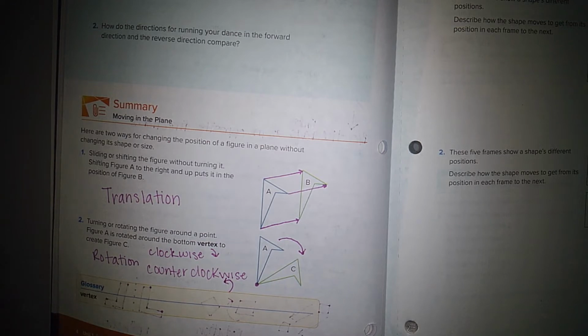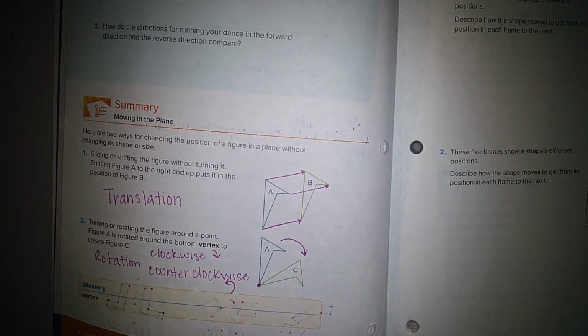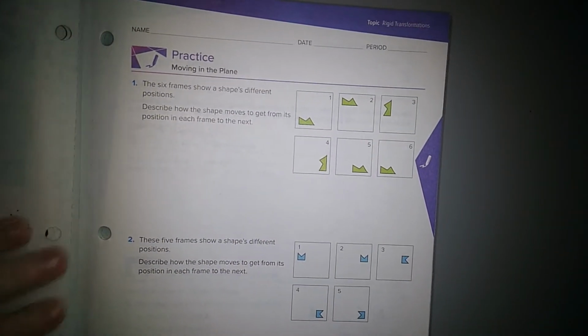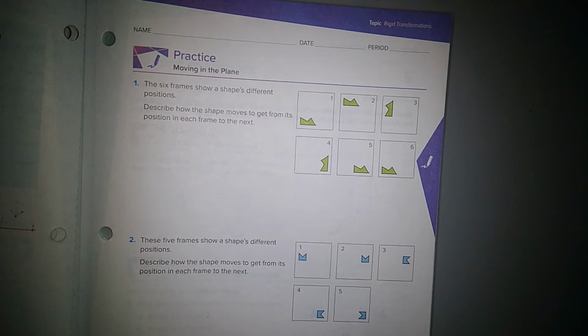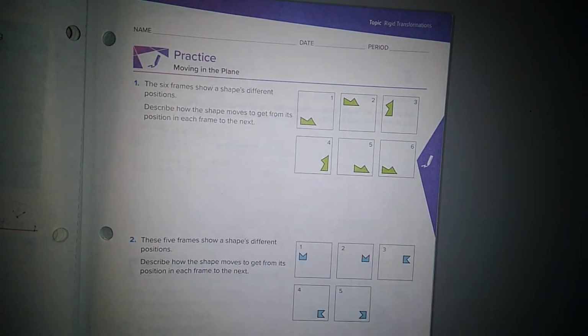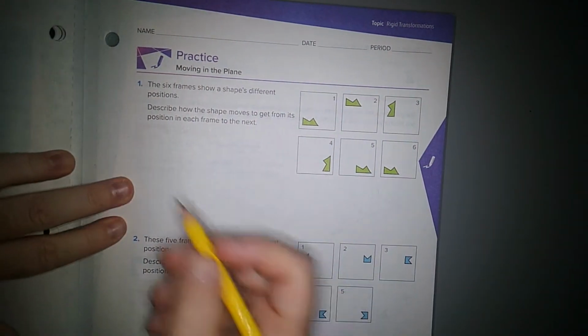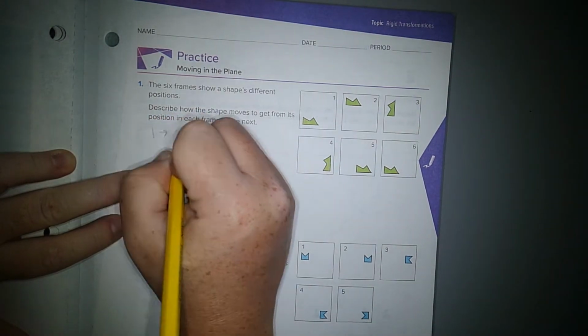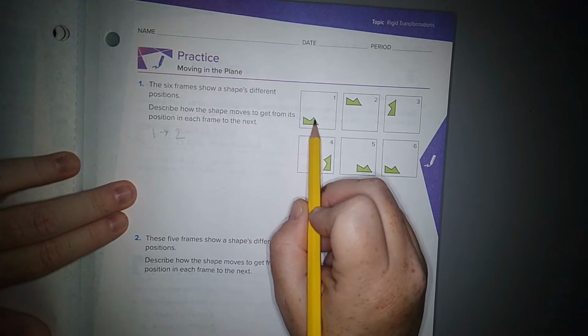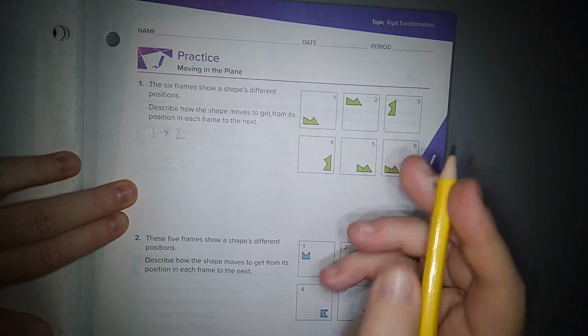Alrighty, on page 5 is our homework, and we're going to do that in the video. So question number 1. The 6 frames show a shape's different position. Describe how the shape moves to get us from its position to the next position. So just like our cards we had when I explained them, we're going to do the same thing. So to go from card 1 to card 2, while our image was here, and now it's in the top corner. So it translated to the top corner.